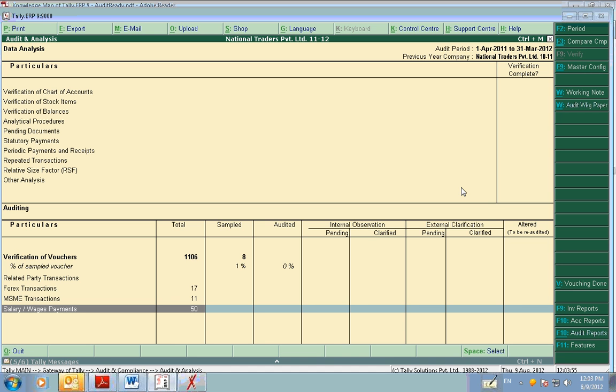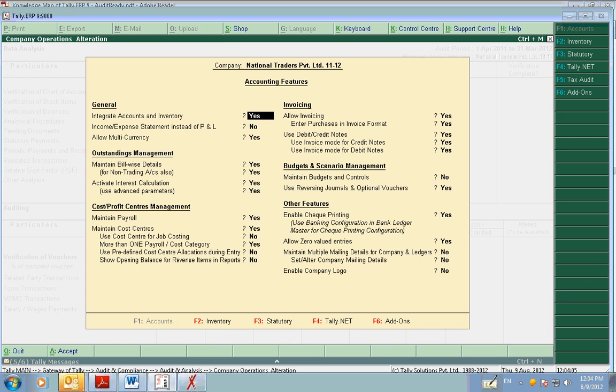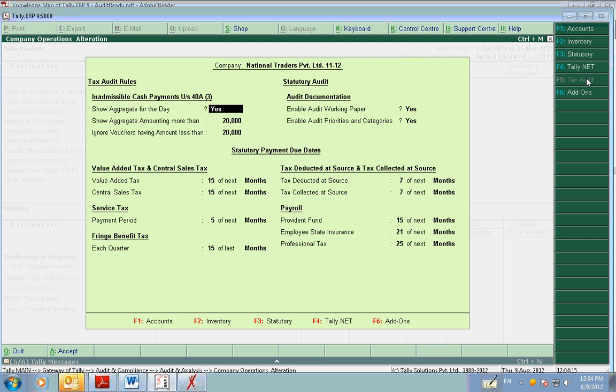Just press F12 here. F11 features. So here you have an option called tax audit, right? F5. Just click on this. You can see here, we were talking about the right-hand side option. Enable audit priorities or enable audit working paper. It is under the audit documentation, right? And how important is this particular entry or a master to be?